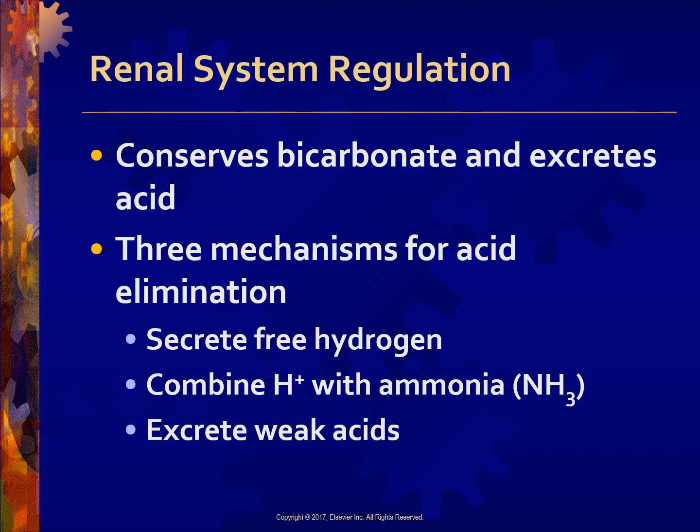Under normal conditions, the body depends on the kidneys to absorb and conserve all the bicarbonate they filter, and to excrete a portion of the acid produced by cellular metabolism. The three mechanisms of acid elimination are the secretion of small amounts of free hydrogen in the renal tubules, the combination of hydrogen with ammonia to form ammonium, and the excretion of weak acids.